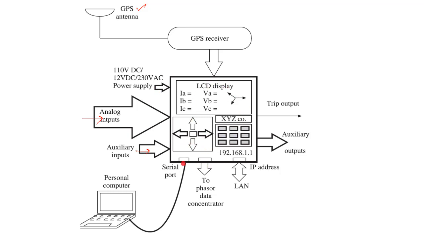Then we have serial ports here which can be connected to a computer, and also ports which can send data to the phasor data concentrator, from where the data is fed to the control centers. Data is sent to the control centers for real time monitoring, control and protection. Then it gives the trip output, and the auxiliary outputs in the form of phasors for monitoring, right? And here we have LAN ports also. This is how it works.